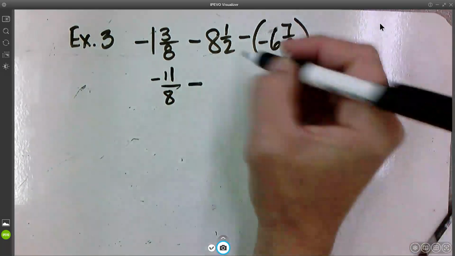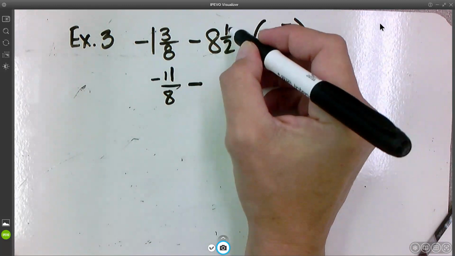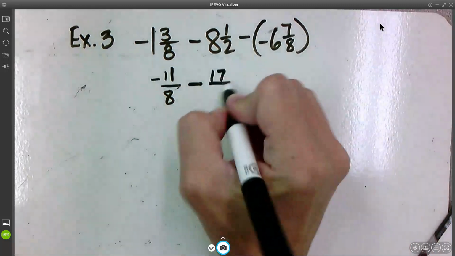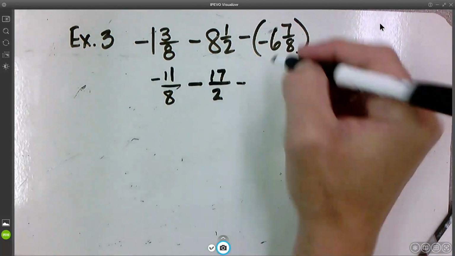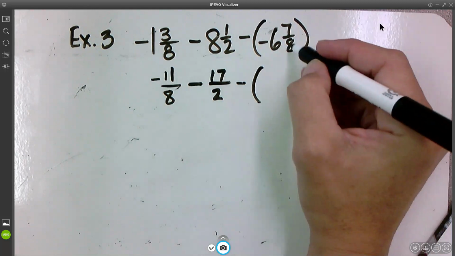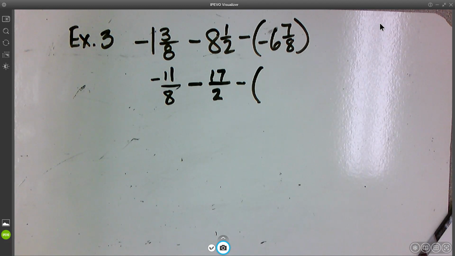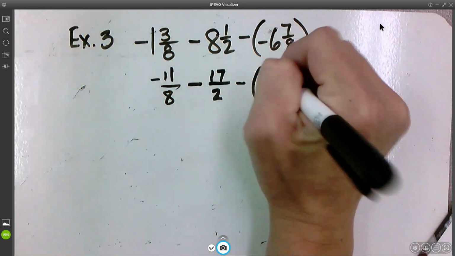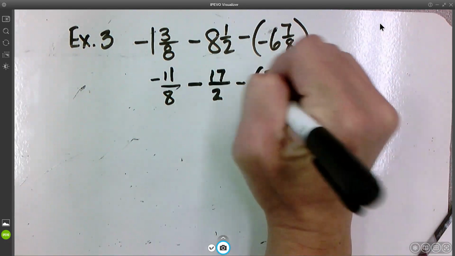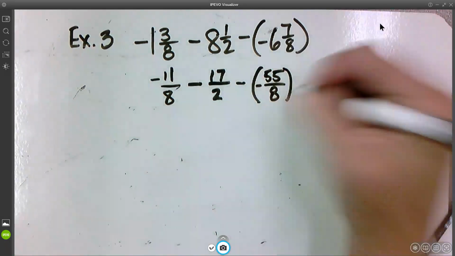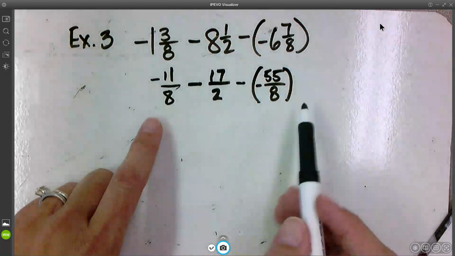Bring down our minus sign. 2 times 8 is 16, plus 1 is 17 over 2. Bring down our minus sign, and then our parentheses. 8 times 6 is 48, plus 7 is 55. And we keep that over 8, and I forgot the negative, so we put that in there. Now I need to find a common denominator.